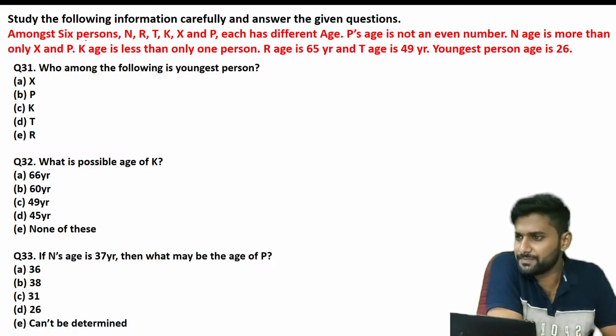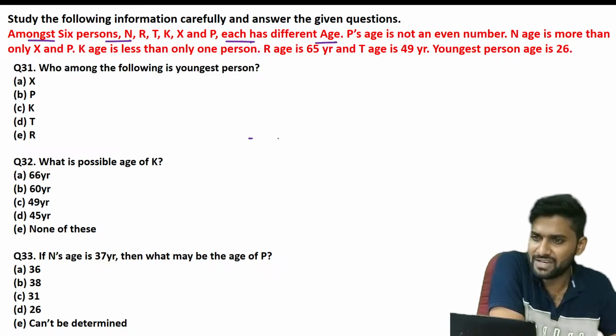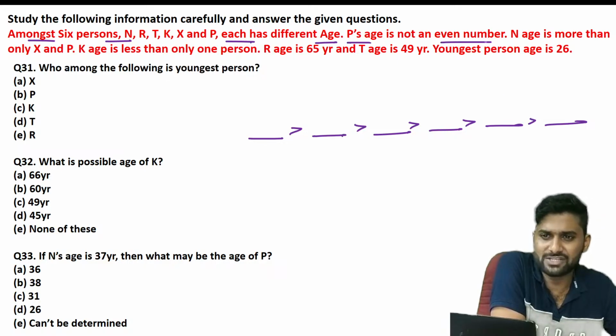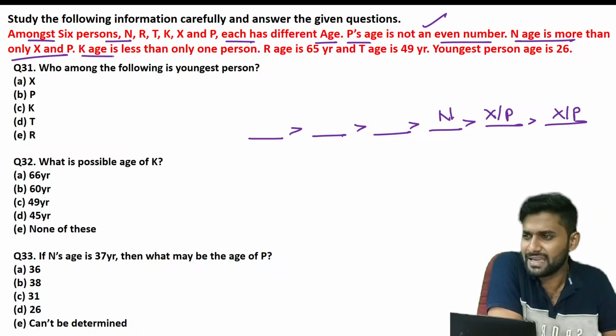See the next question here. Among the 6 persons, each having a different age. Now read this information. P's age is not an even number. N's age is more than only X and P. We are not sure where X or P, but last two positions must be both. K's age is less than only one person. K cannot be the first highest.